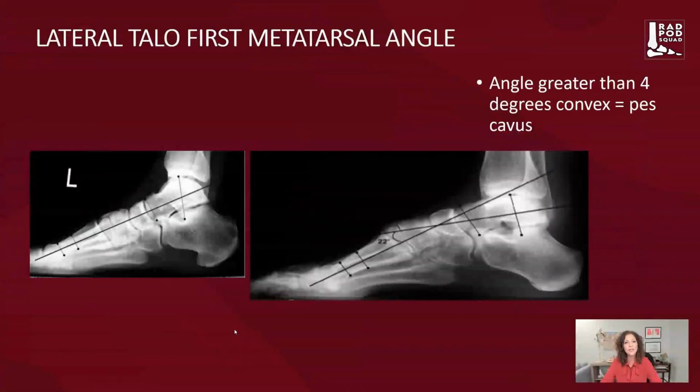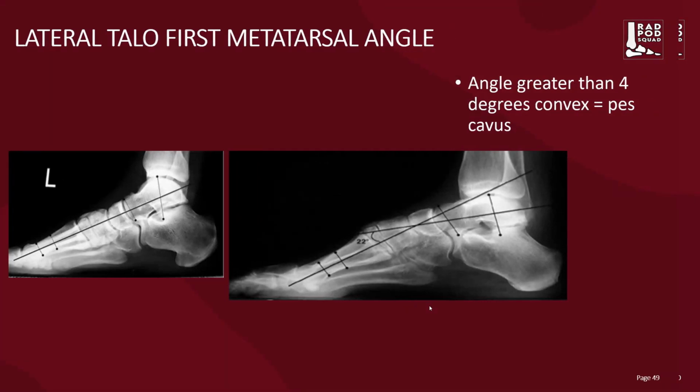Looking at the lateral talar first metatarsal angle, we can appreciate the normal state of affairs where we have bisections of the talus along the first metatarsal. Notice in a situation of Pes Cavus with elevation of that angle, we can appreciate that the talar vector is more superior to the first metatarsal vector, and anything over 0 or definitely over 4 is going to be considered Pes Cavus.